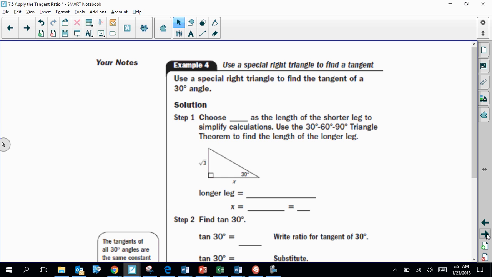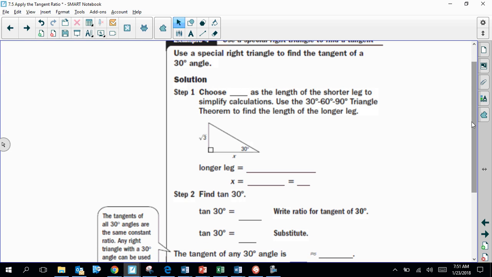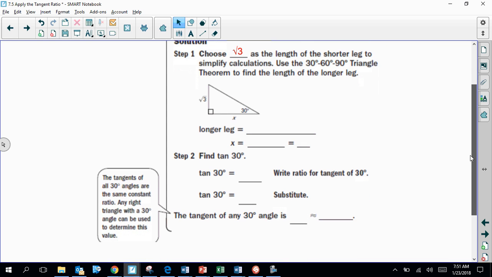Moving on, now we're going to take a look at how we can use special right triangles to find the tangent of a 30-degree angle. Here we have a 30, 60, 90 special right triangle. At this point we're going to say that the square root of 3 is going to be the side opposite of the angle that we're looking for, and the long leg is going to equal x.